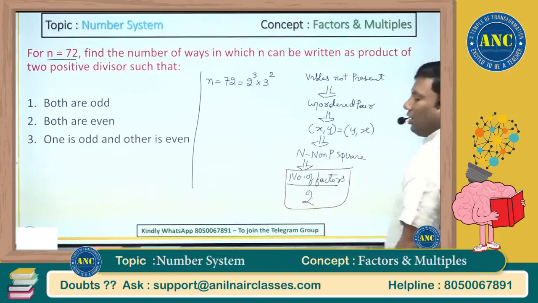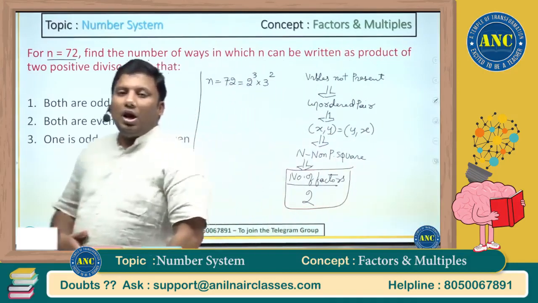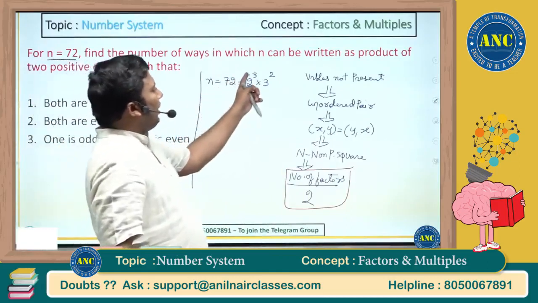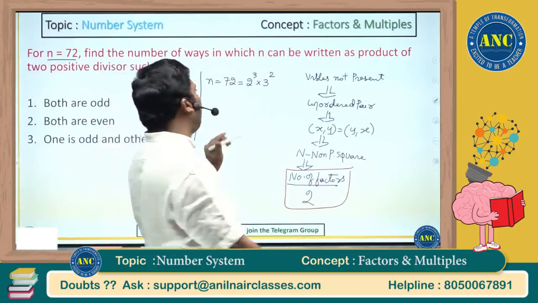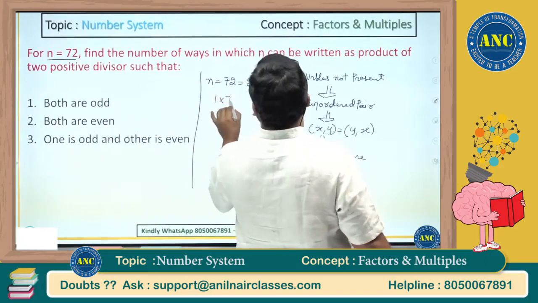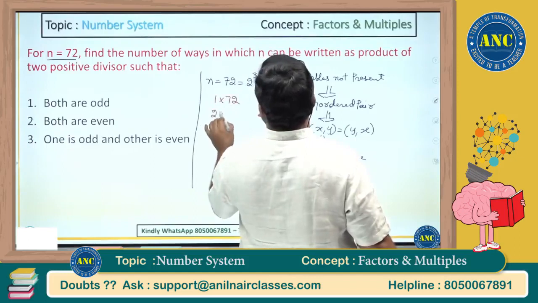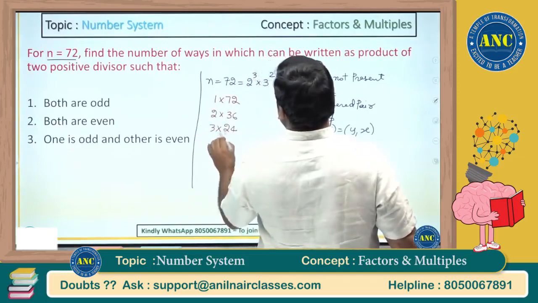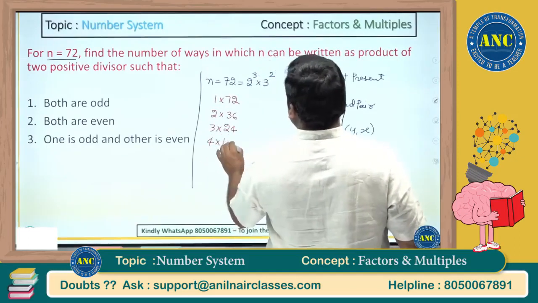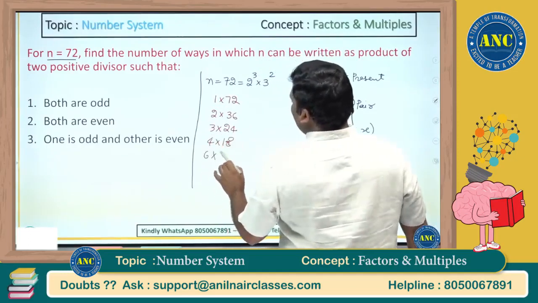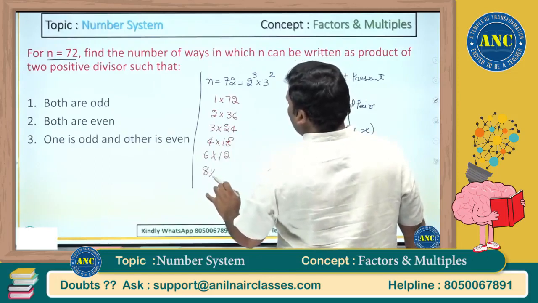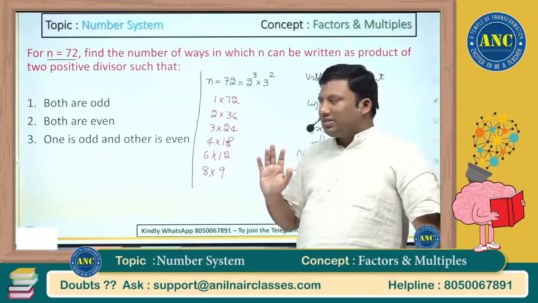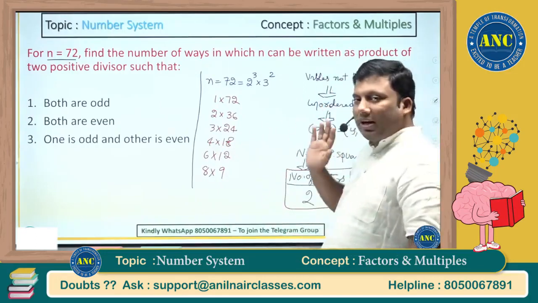If the number is a non-perfect square, how many cases will I get? Number of factors divided by 2. 4 into 3 is 12, 12 divided by 2, 6 cases. 1 into 72, reverse is not allowed. 2 into 36, 3 into 24, 4 into 18, 6 into 12, 8 into 9. These are the 6 cases. Now we will solve it. I hope till here it is clear.